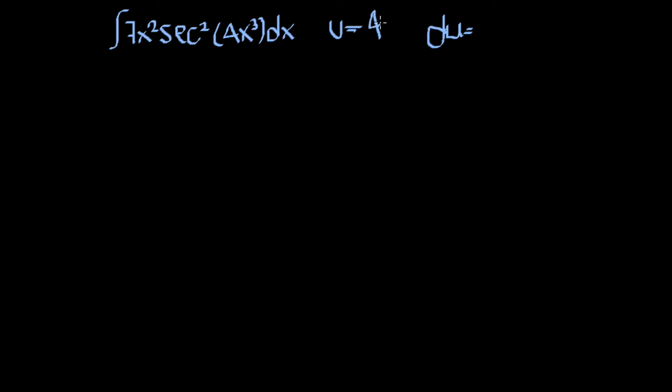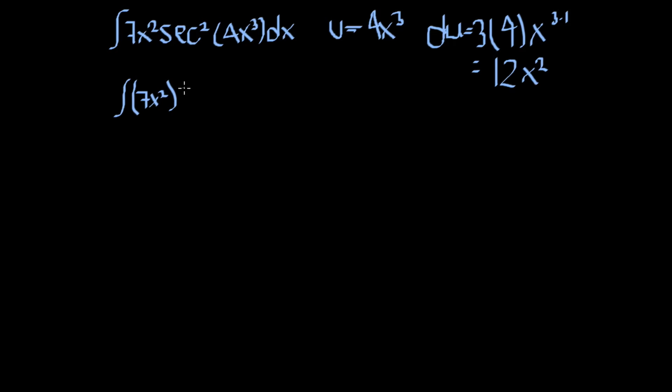First, we need to identify u and du. In this case, u is 4x cubed, and du, which is the derivative of u, is going to be 12x squared. Then we need to find a number that multiplied by 7x squared will give us 12x squared.